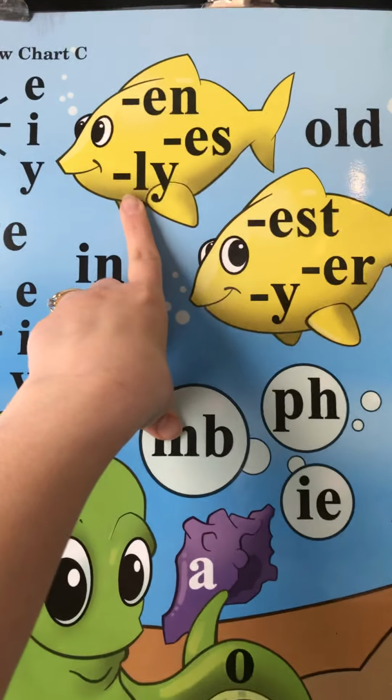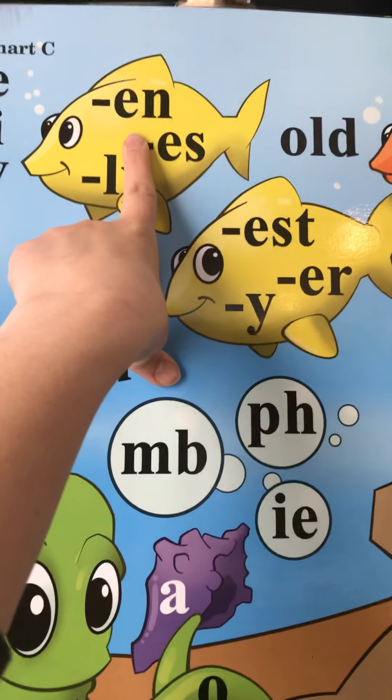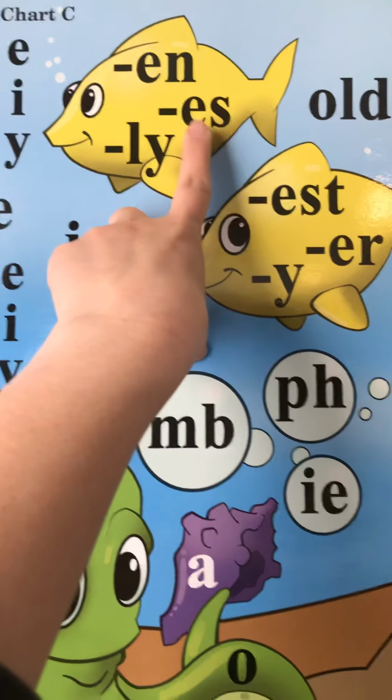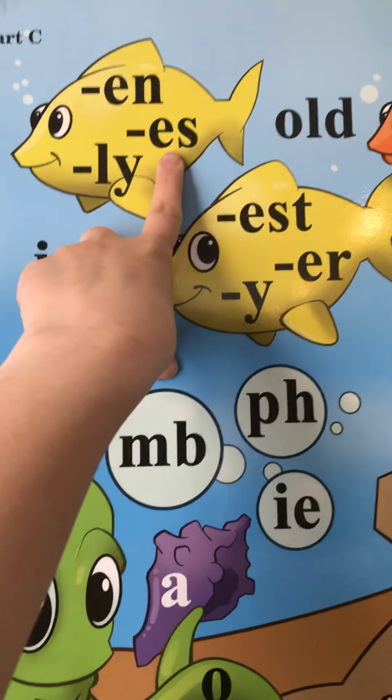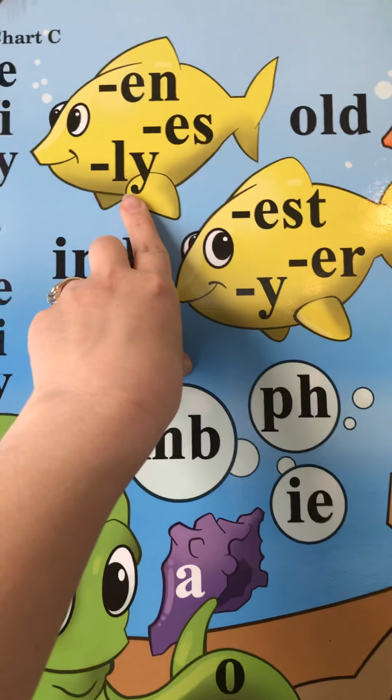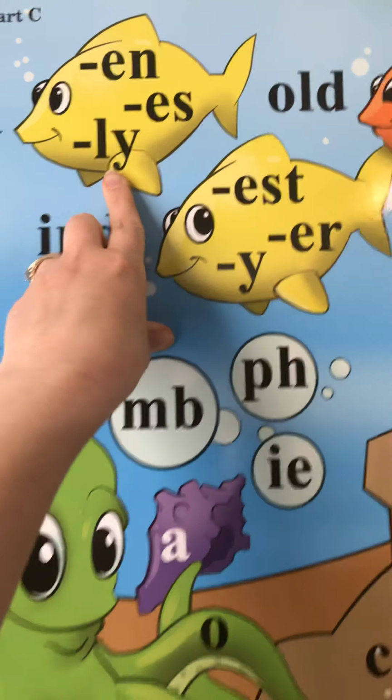Here's another group of suffixes. N in sharpen, hyphen E-N. S in peaches, hyphen E-S. Lee in slowly, hyphen L-Y.